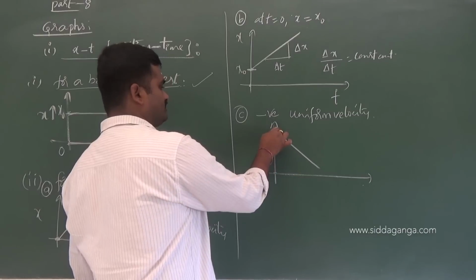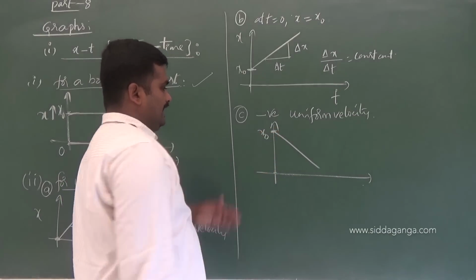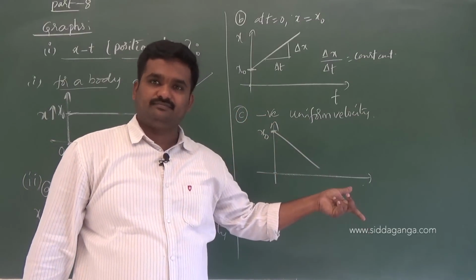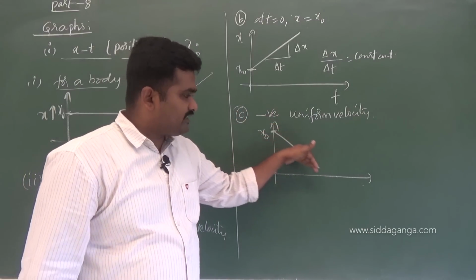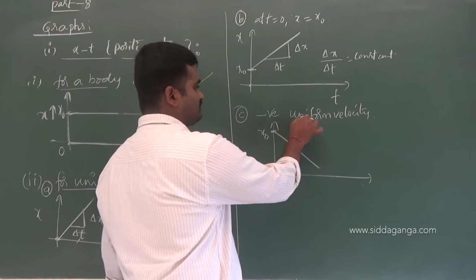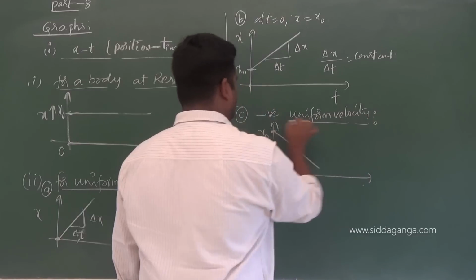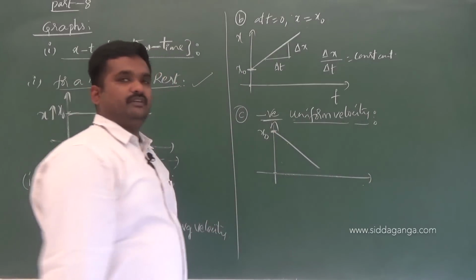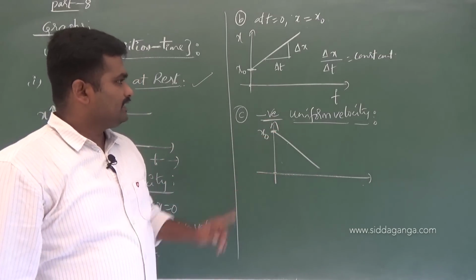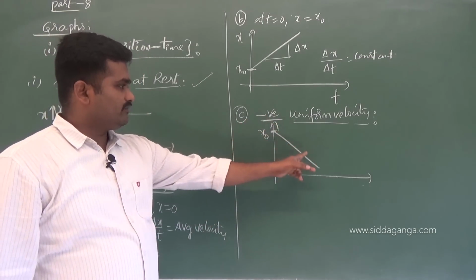Initially at t equals 0, the particle is at x naught. As the time passes, it is moving towards the origin, or its displacement is decreasing with time. How is it decreasing? Uniformly. So that's why it is uniform velocity only, no doubt, but it is negative uniform velocity. Uniform velocity but in the opposite direction, you can say. Okay, so this is the displacement-time graph for a body moving with uniform velocity.